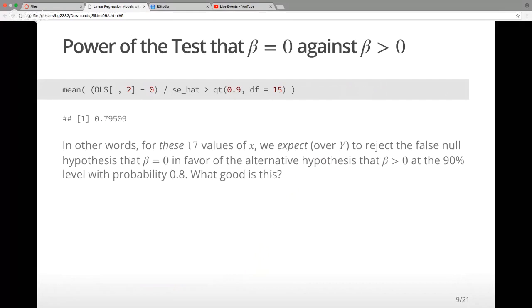Questions about power of a test? Again, this is power of a test across many realizations of the y vector, keeping the x vector fixed. So it's power for a sort of impossible scenario to begin with.